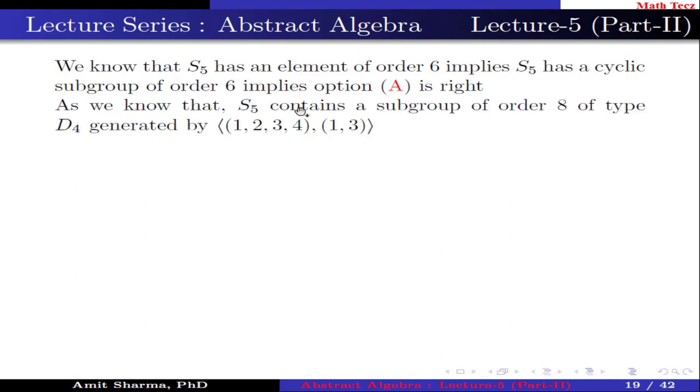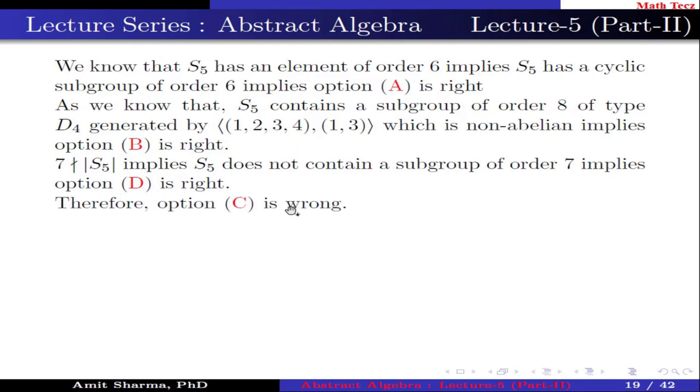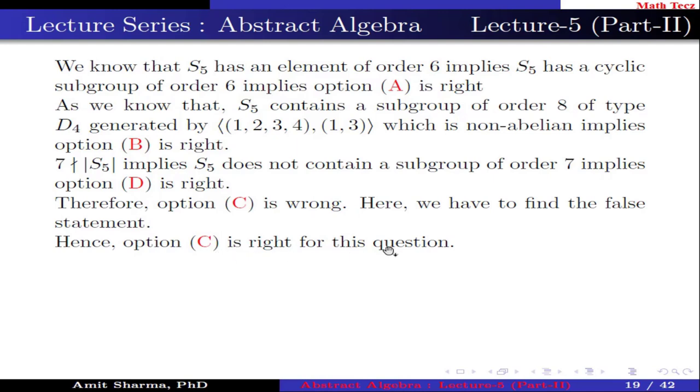As we know that S5 contains a subgroup of order 8 of type D4 generated by (1 2 3 4) and (1 3), which is non-abelian, implies option B is right. 7 does not divide the order of S5, implies S5 does not contain a subgroup of order 7, implies option D is right. Therefore, option C is wrong. Here we have to find the false statement. Hence, option C is right for this question.